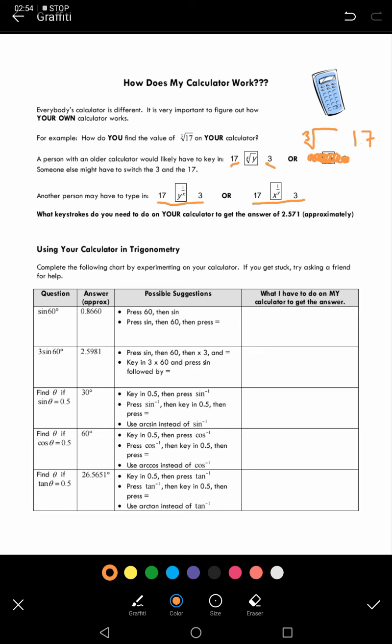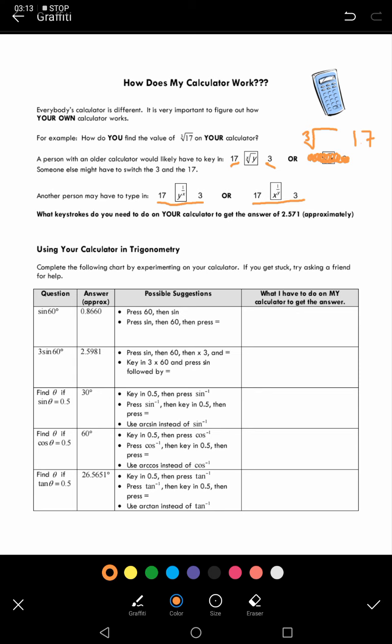All right, so a little bit more on this. So using your calculator in trigonometry. So it says complete the following chart by experimenting on your calculator. If you get stuck, try asking a friend. Obviously, we don't really have that ability. I guess you could text your friend, or you can send an email to me, or we can have a live meeting just to figure it out.